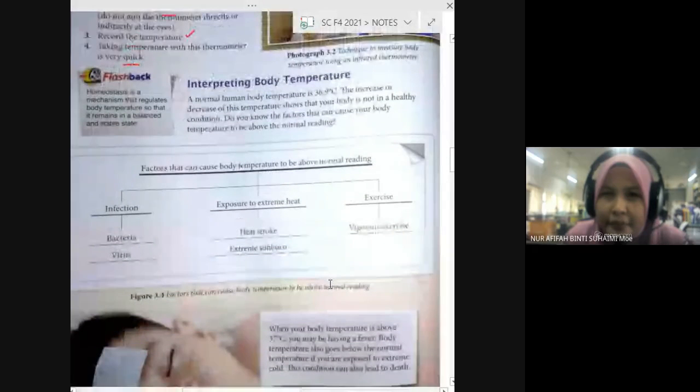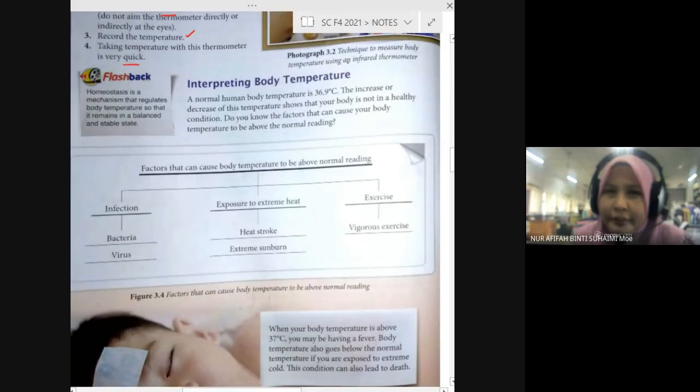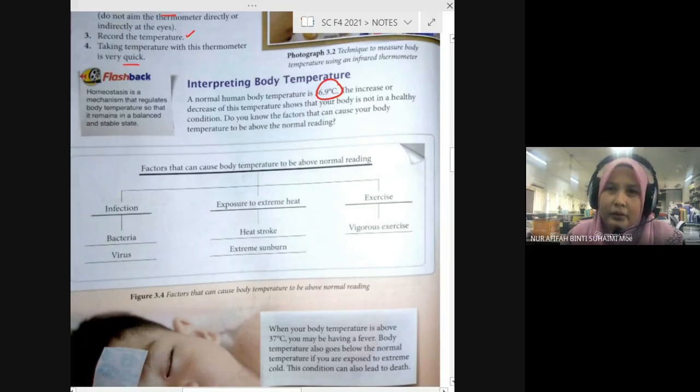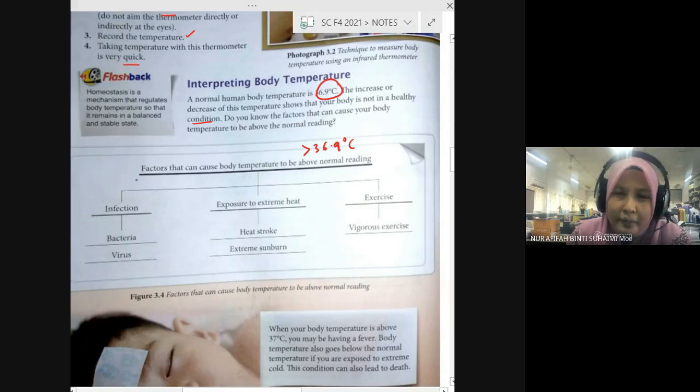Now, body temperature. Normal human body temperature is 36.9. Remember this: 36.9 degrees Celsius. An increase or decrease of this temperature shows that your body is not in a healthy condition. If your body temperature is above the normal reading, more than 36.9 degrees Celsius, it means that your body is exposed to the infection of bacteria or virus.